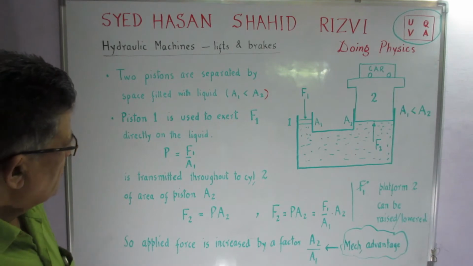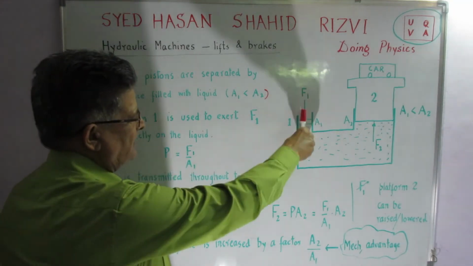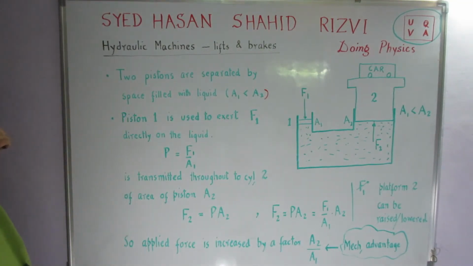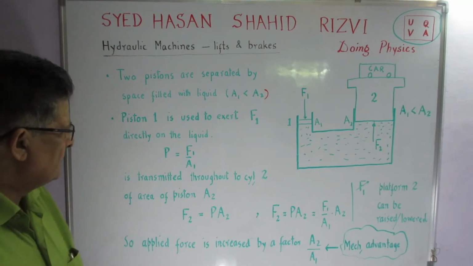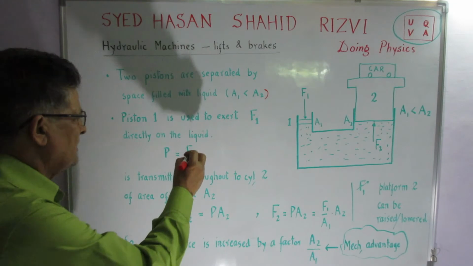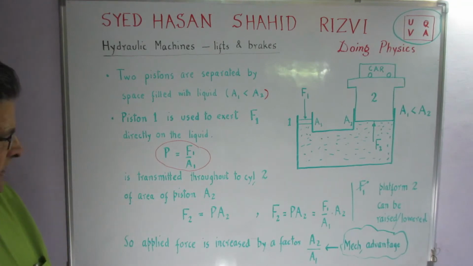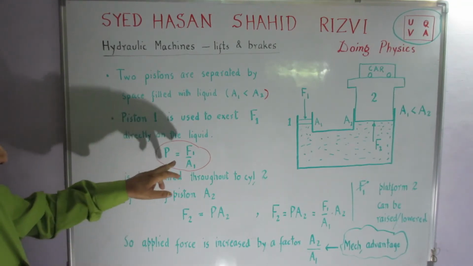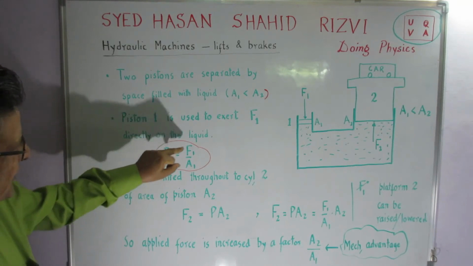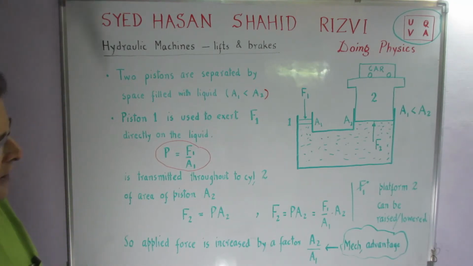What happens is that we exert a force F1 on the first piston, and thereby we create a pressure F1 divided by A1, as per the definition of pressure. Now this pressure created by the force is transmitted throughout to cylinder 2, where the area of the piston is A2.